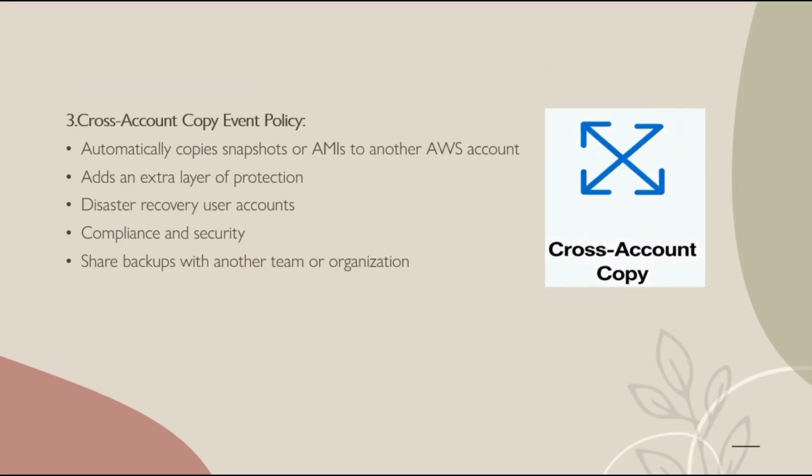And finally, the third type is cross-account copy event policy. Cross-account copy event policy means it will automatically create a copy of the snapshots or the AMI to another AWS account. So it's like adding an extra layer of protection to keep the backup data safe. And it can also be shared with another team or organization. So during a disaster, if any disaster happens, I can recover the data from the other AWS account.